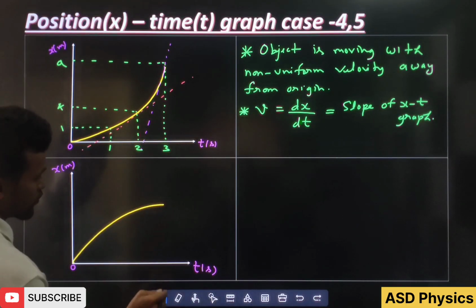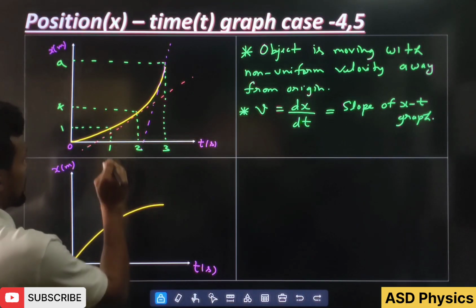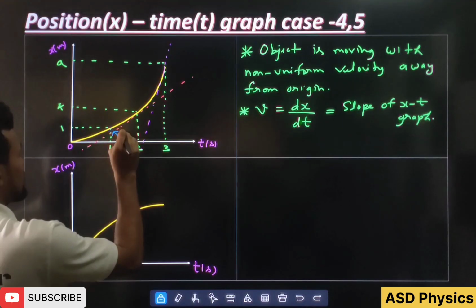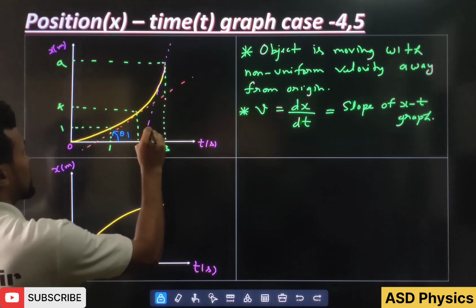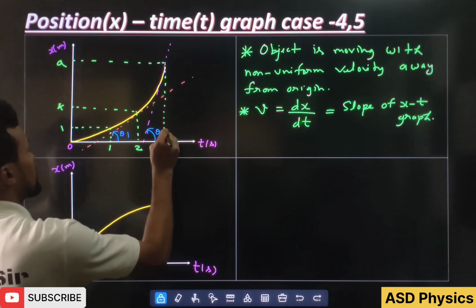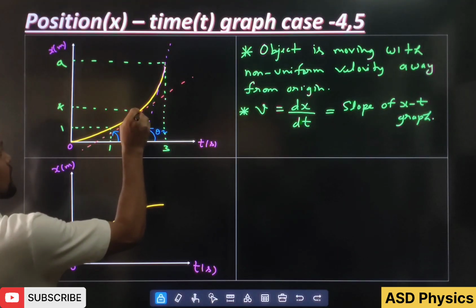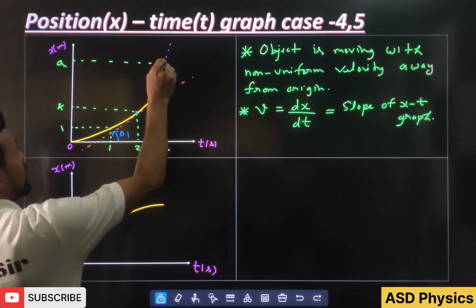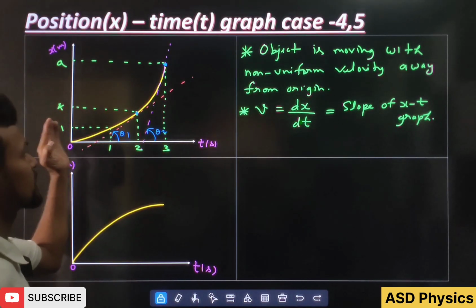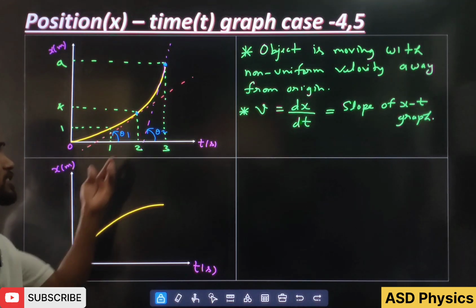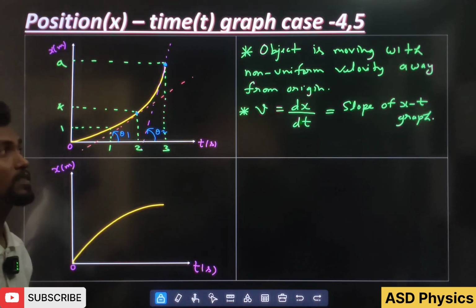So if I talk about the angles here, let's take for example, this angle is theta 1, and this angle is theta 2 here. Now we have just drawn the tangents at this point. Okay, so what is happening here is that with time the angle is increasing. You can see very well that theta 2 is greater than theta 1.